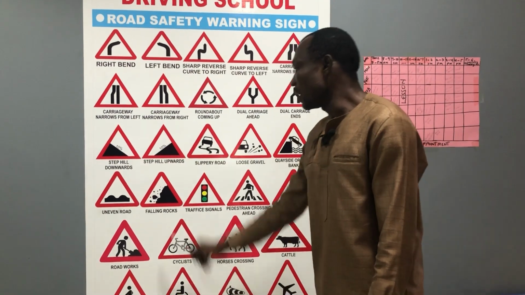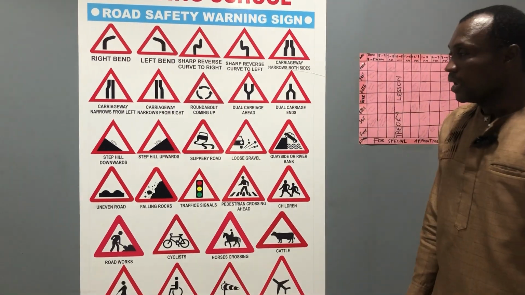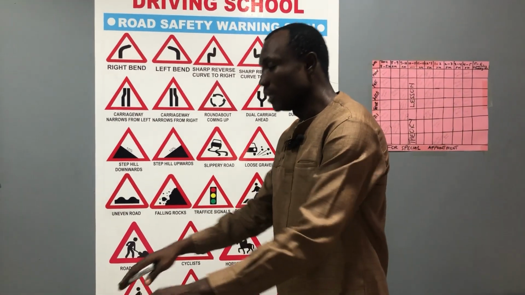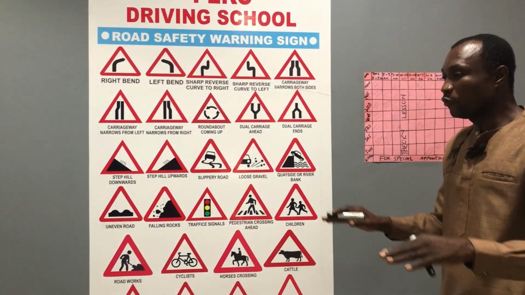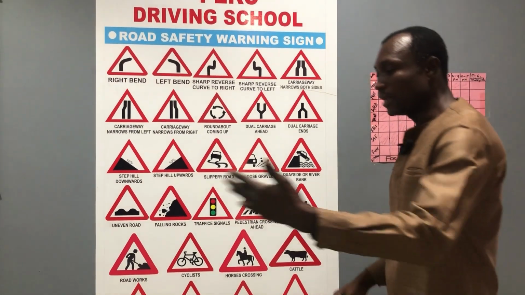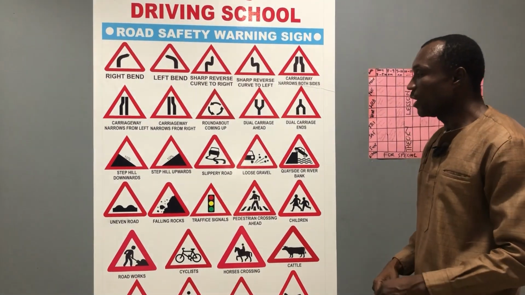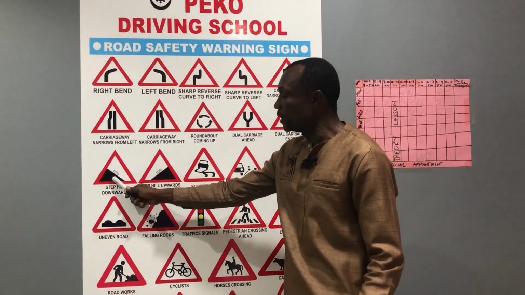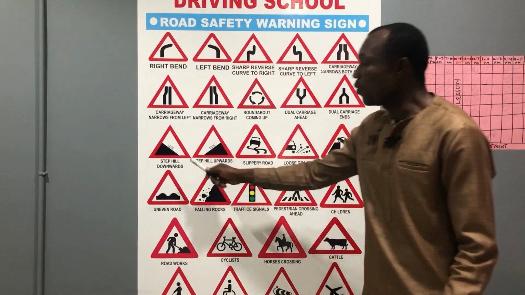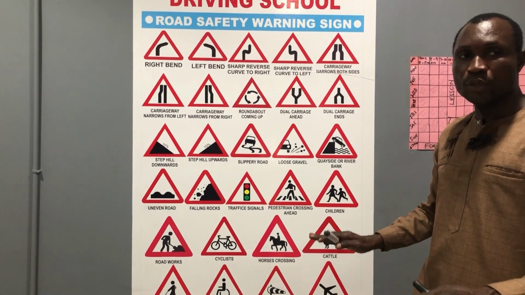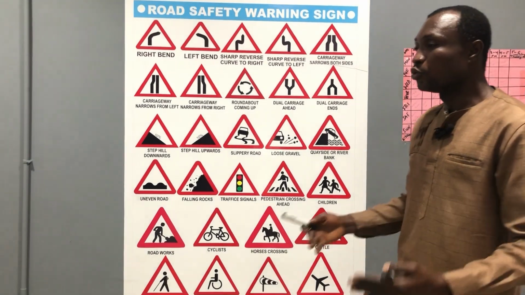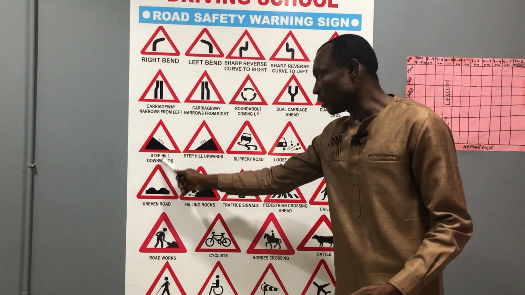Steep hill downwards and steep hill upwards. Steep hill downwards means that we are descending from a hill. And when we are descending from a hill, the vehicle is likely to gather its own speed. So what do we do on a steep hill downwards? We need to reduce the speed so that we can have control over the vehicle.